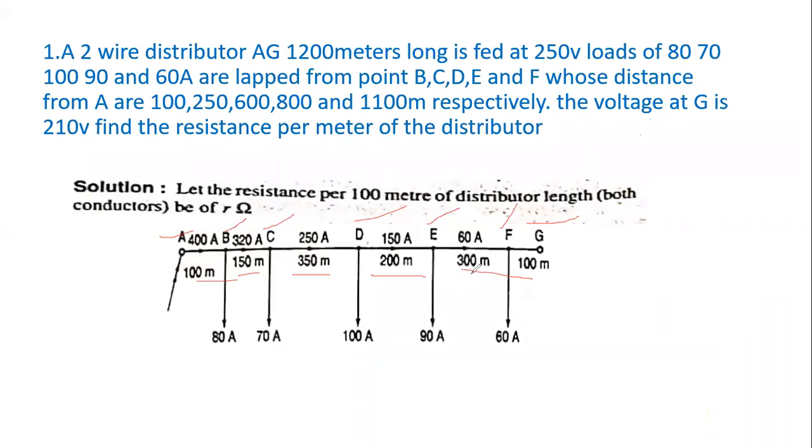Okay, 1100. Then how much distance will be remaining? The total length of that distributor is 1200. Then we are obtaining 1100 meters from the point F to Z. Okay, the remaining length is 100 meters. That is the F point to G point. Then we calculate the voltage drops.